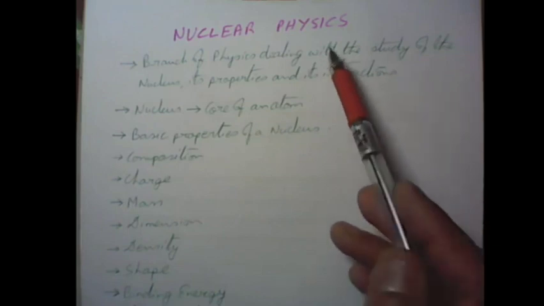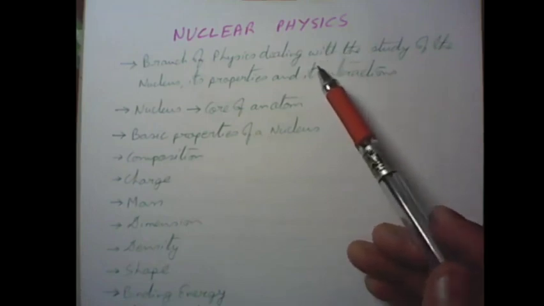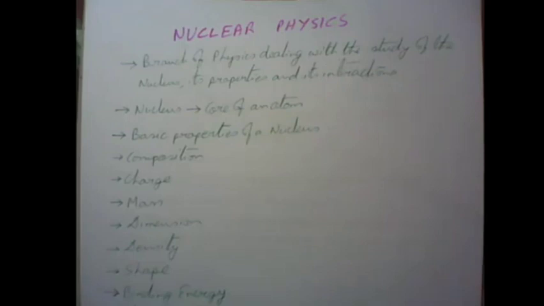So as you have seen, the first topic that is there in the syllabus is natural radioactivity. So as I told you, we are talking about nuclear physics. So what is nuclear physics basically? We can define nuclear physics as a branch of physics that deals with the study of the nucleus, its properties, and its interactions. So before we go into nuclear physics, we need to know what is a nucleus.